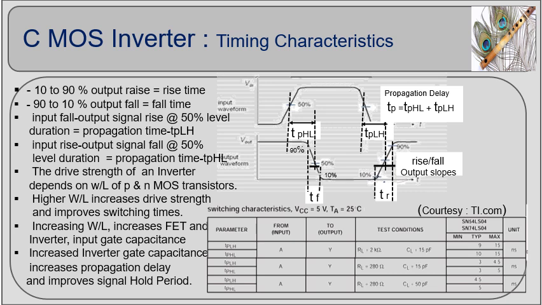Increasing the MOSFET dimensions of W by L ratio increases inverter drive strength and improves switching times. Increasing the MOSFET size increases its input gate capacitance. Inverter input capacitance, being the sum of N and P MOSFET gate capacitances, subsequently increases and thereby increases the inverter propagation delay.